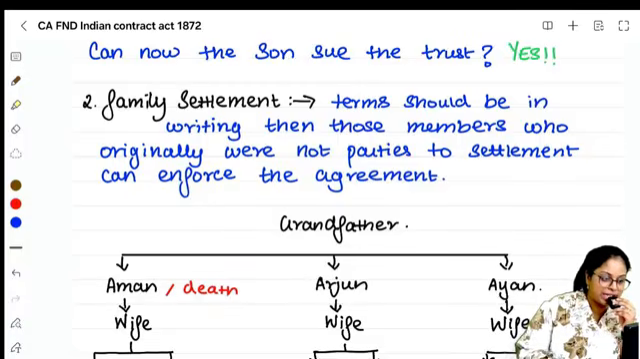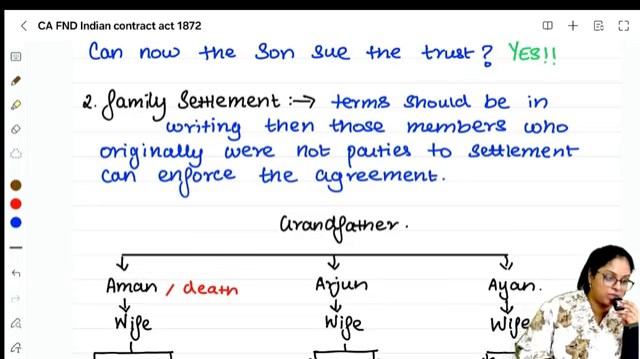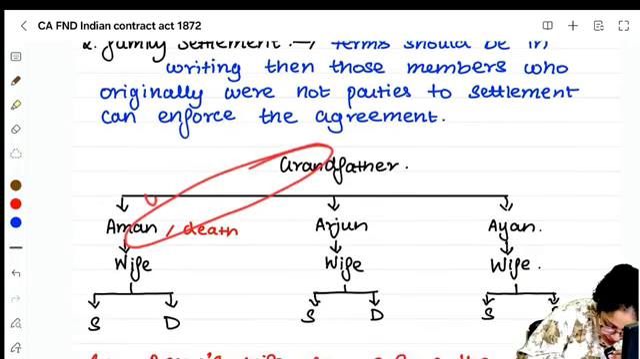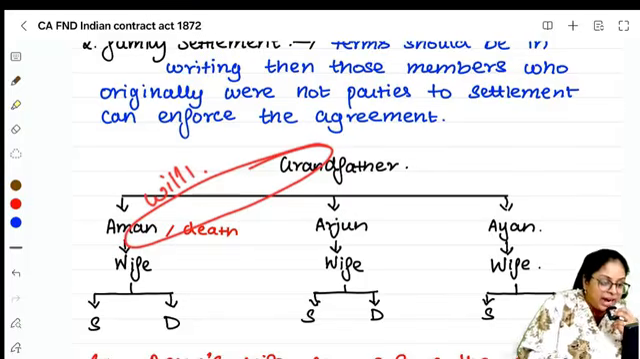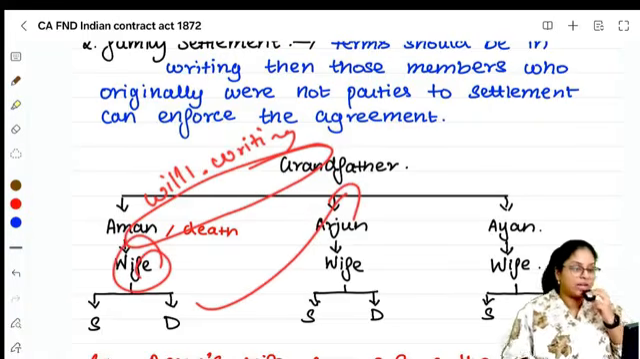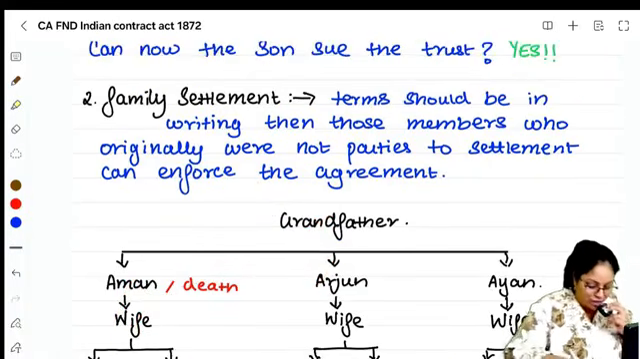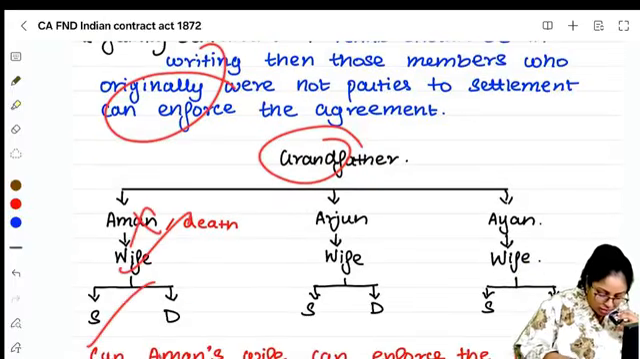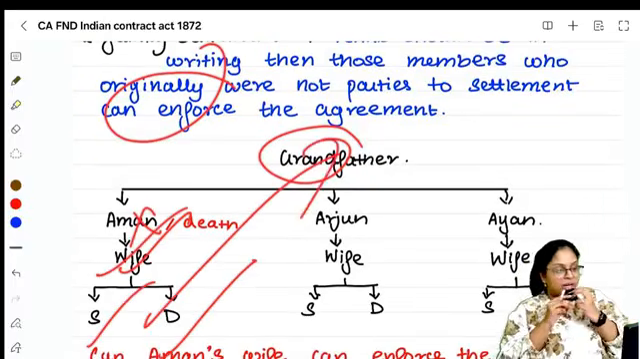Yes. In case of a family settlement, if it is in writing, then those members who were originally not parties to the settlement can enforce it. Here, the grandfather's will states that he will give one third of his property to Aman, and since the will is in writing, the wife can go and sue the grandfather. This is in case of a family settlement. If the father is dead, the daughter, the son and the wife can sue the grandfather.